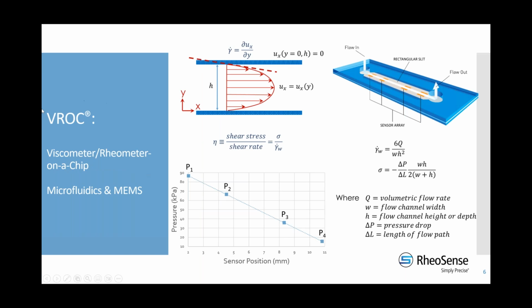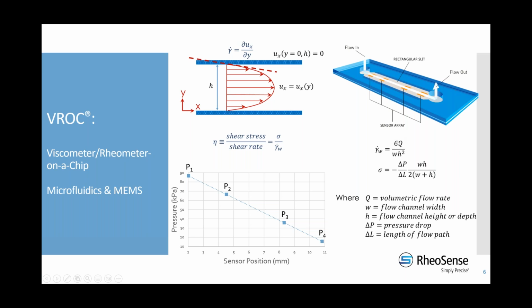So our core technology is what we refer to as Vrock, which is viscometer rheometer on a chip. This is a combination of microfluidics and microelectromechanical sensors, or MEMS. More specifically, we create a well-defined microfluidic flow channel, which has pressure sensors spaced out along the base of the flow channel. We control the flow rate, or sorry, the shear rate.